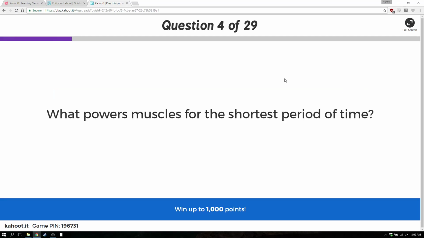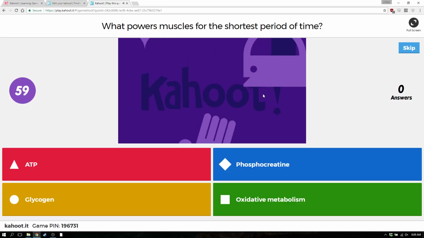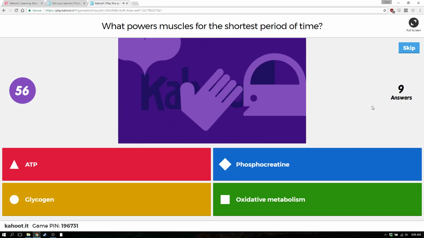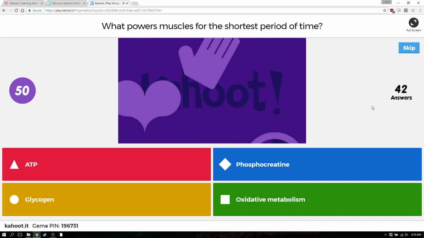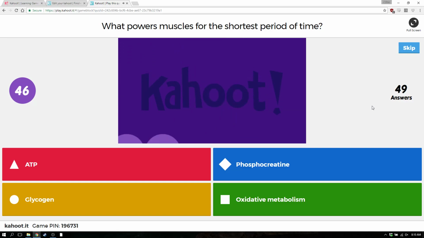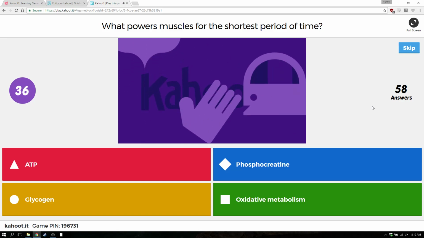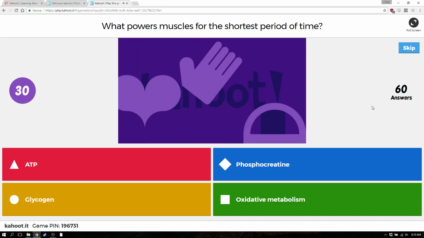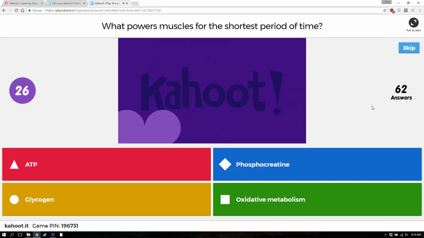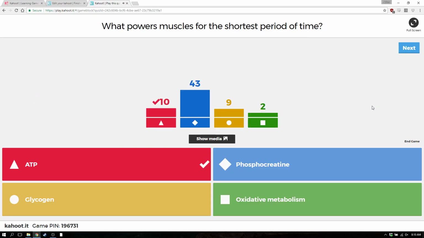Continuing on. What powers muscles for the shortest period of time? So talking about the energetics of muscle contraction. So this one's a little tricky. Okay, so what does phosphocreatine do?